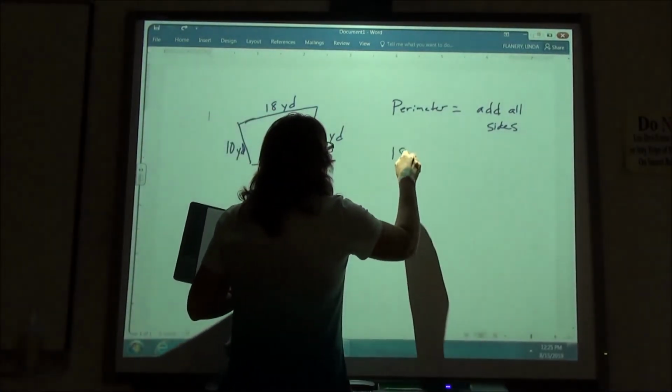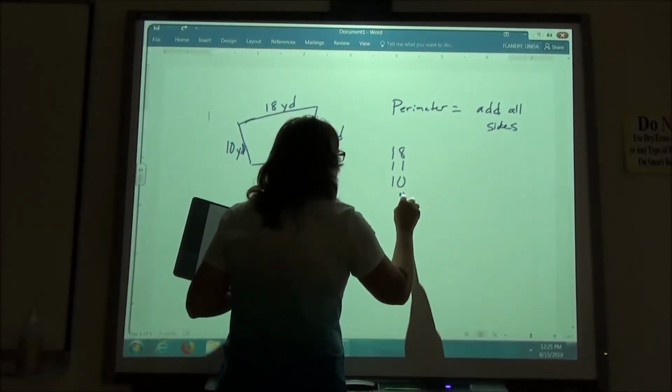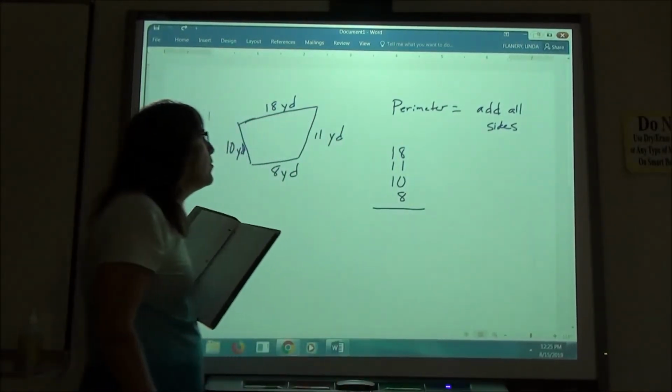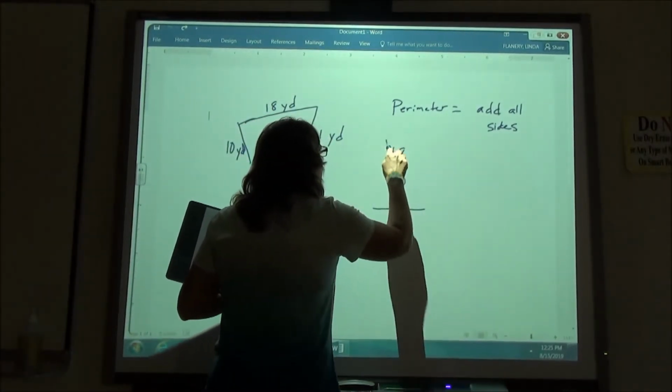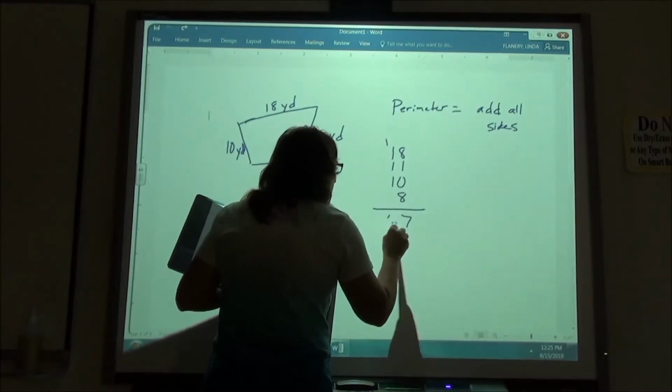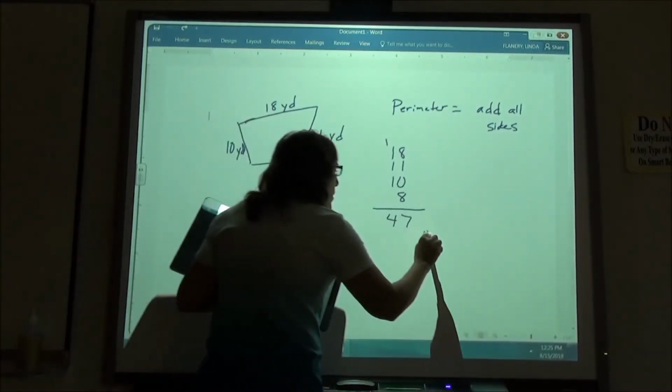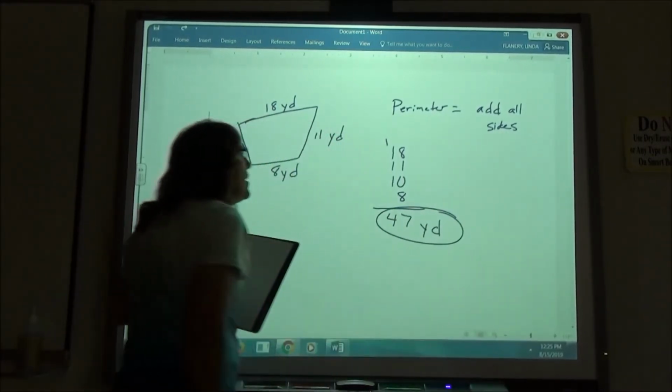So I have 18, 11, I'm going to put the 10 and the 8. Doesn't really matter which order you write them down. So 9 plus 8 would be 17. 1, 2, 3, 4, 47, and my label, yards, would be my perimeter.